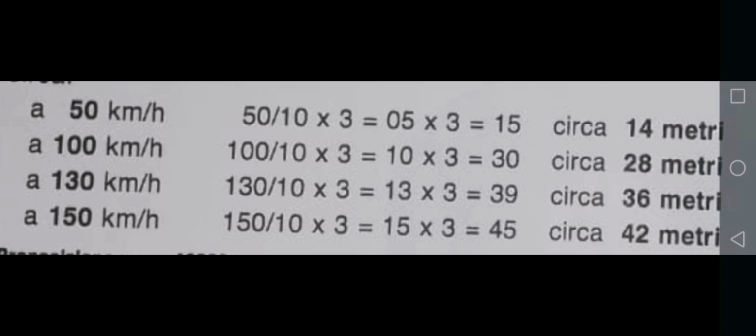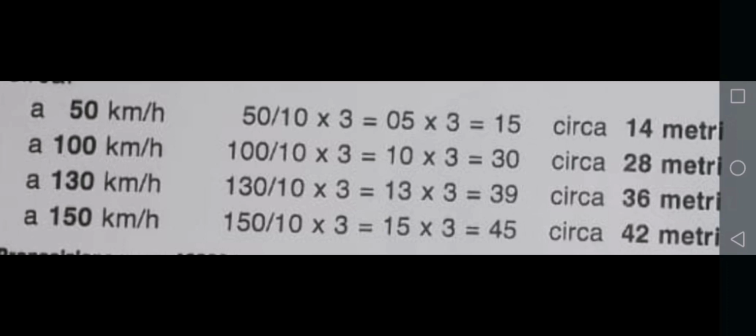Now this is how to calculate the safety distance. For me, I prefer you memorize it. I don't really deal with this mathematics in the middle. But normally the formula they always use is you divide any figure of your speed by 10 and times it by 3. Then any number that is closer to it is the number.